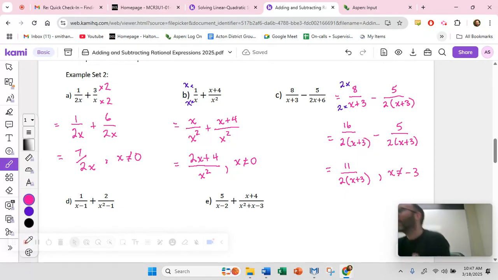And of course, x can't be negative 3. That makes these expressions undefined. Hey, we're happy. Life is good. You guys doing okay so far? So far, so good, right? Not so bad.